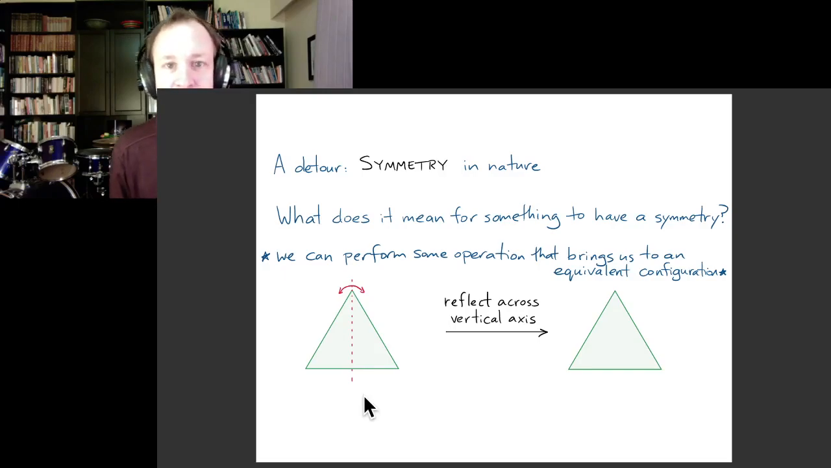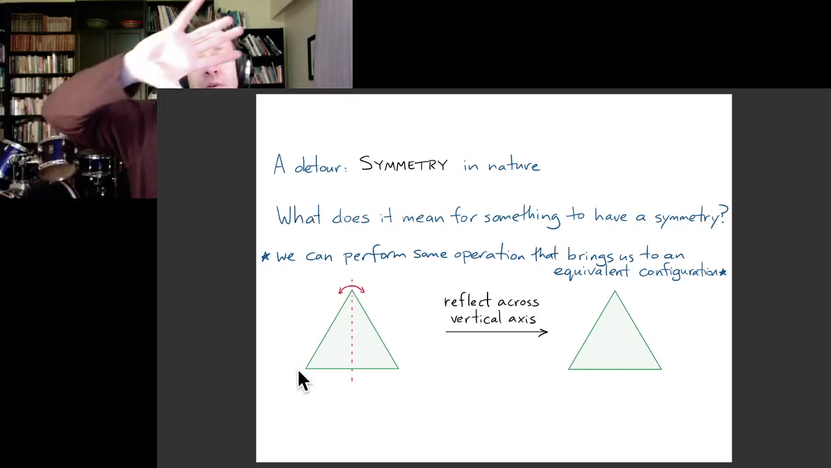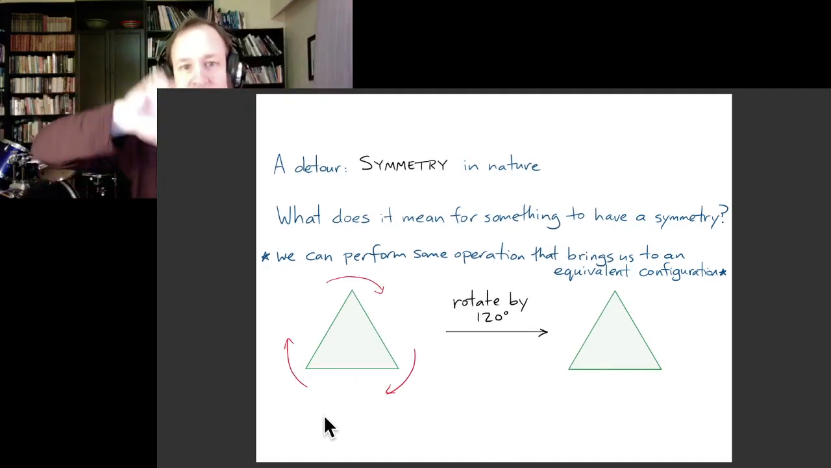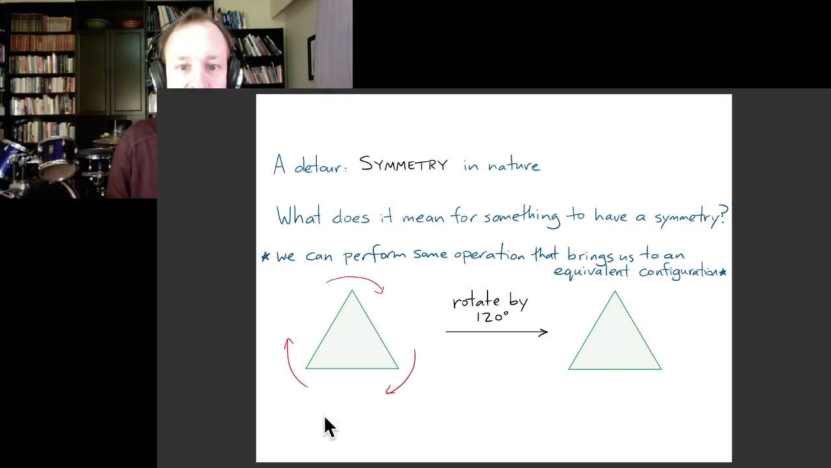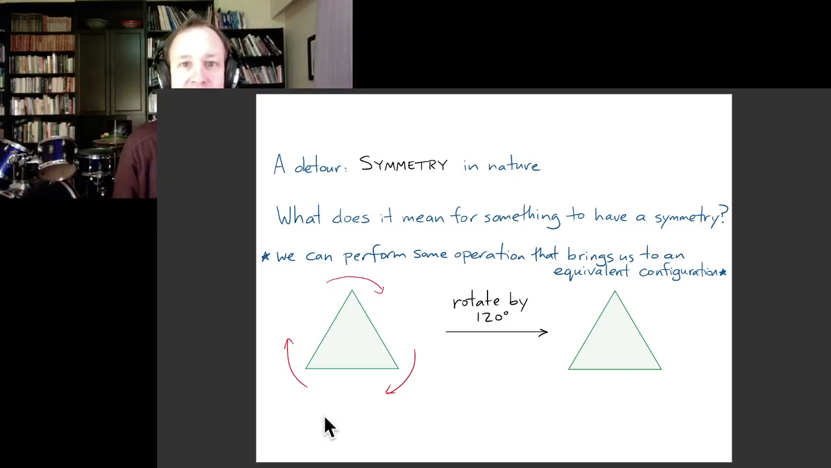Okay, well, there are other symmetries that are very similar to this one. So we could draw a line like this one and reflect across that line, or we could draw a line up and to the right and reflect across that one. But we could also think about the operation of rotating the triangle by 1/3 of the way around the whole circle, or 120 degrees. And that also brings us back to the same triangle. Or we could rotate it to the left 120 degrees, and that also brings us back to the same triangle.